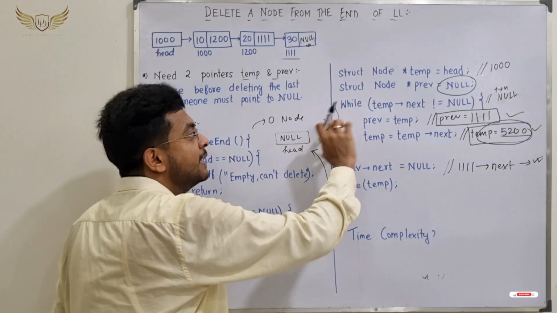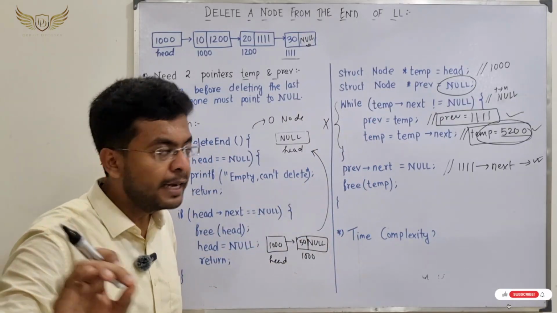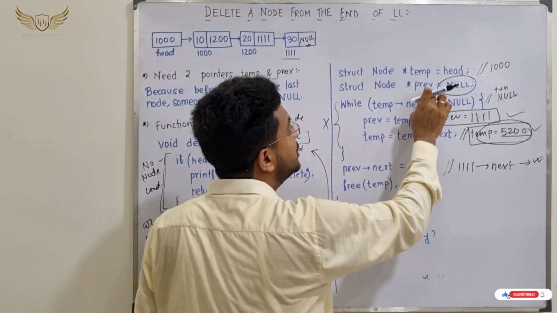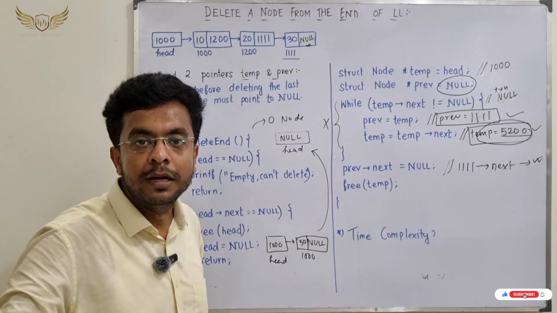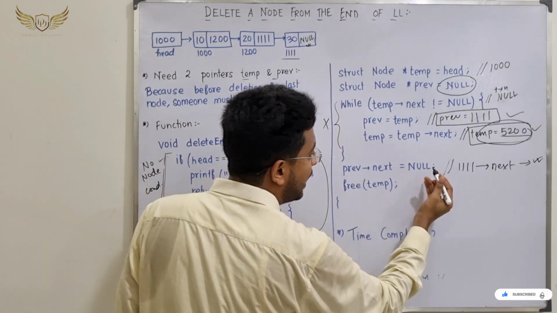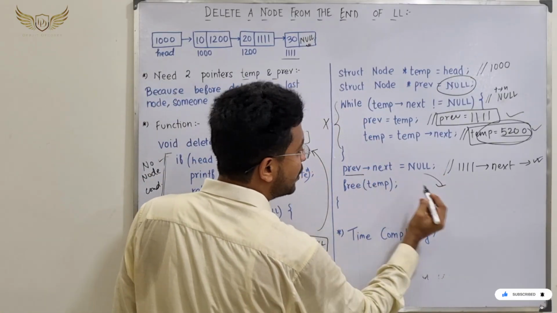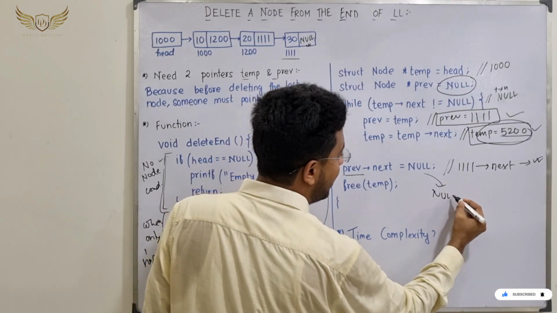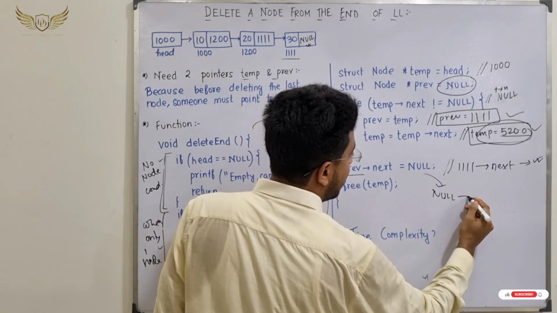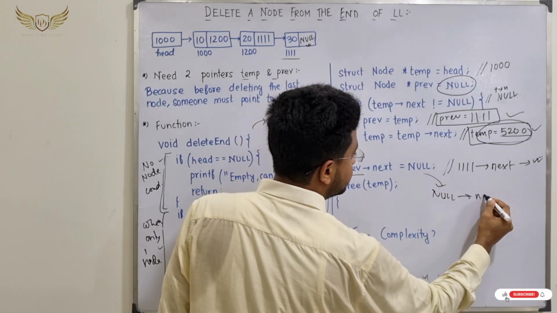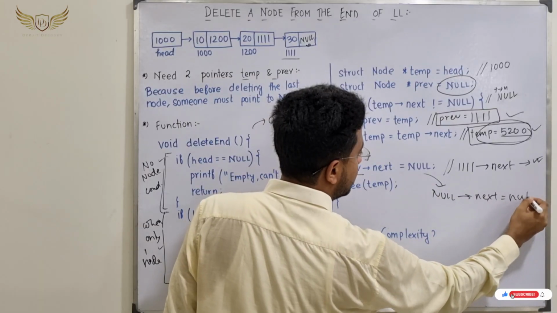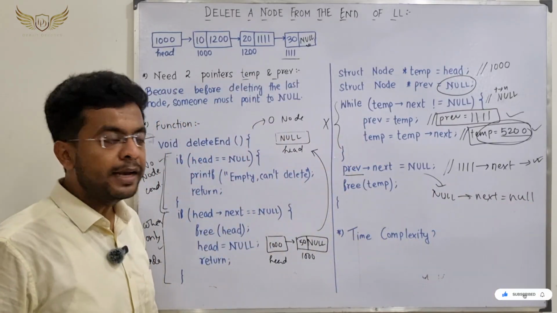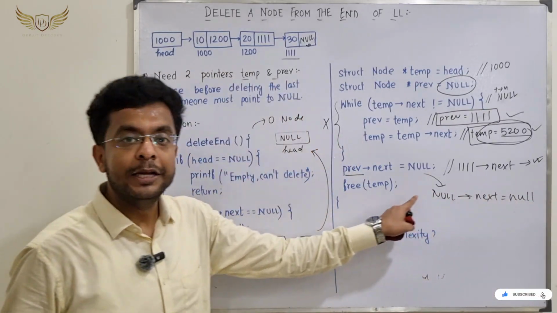But it cannot go inside if there is only one node. If it cannot go inside this while loop, this prev value will never be modified. So if it is not modified, this particular line becomes prev equals null, so it is nothing but null arrow next equals to null. Doesn't make any sense, right? It will be causing problems.